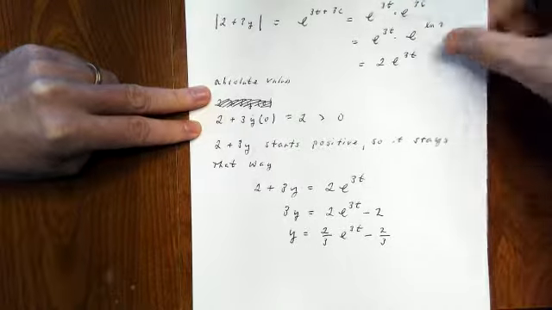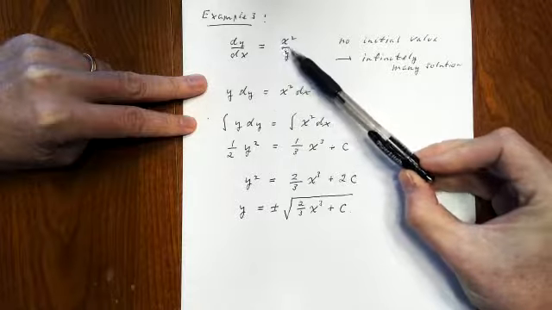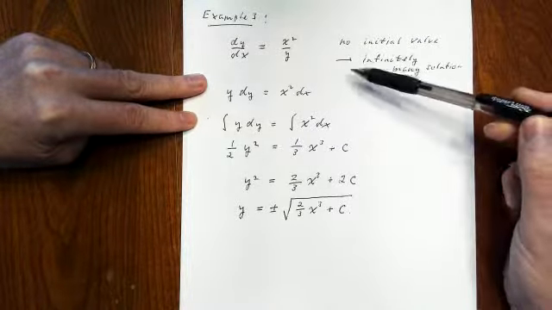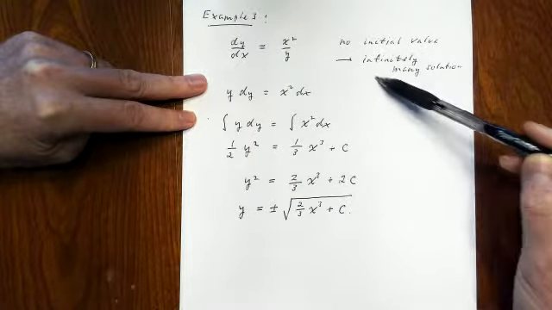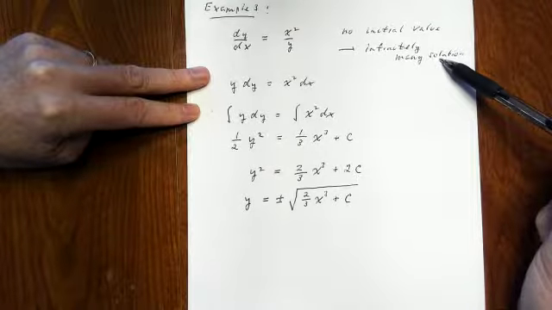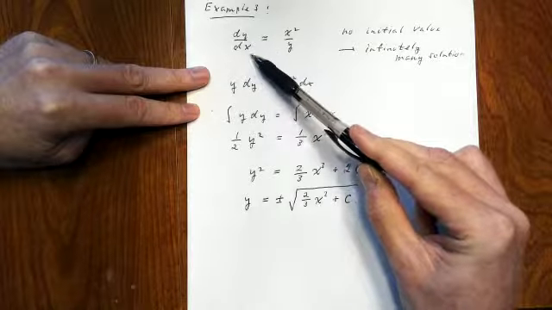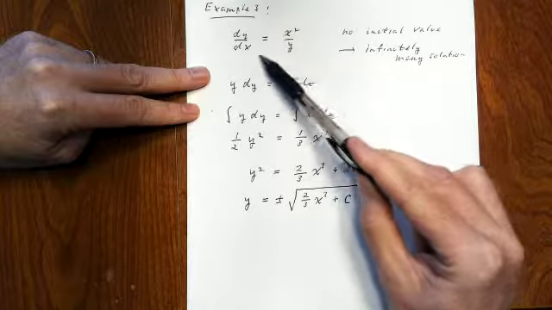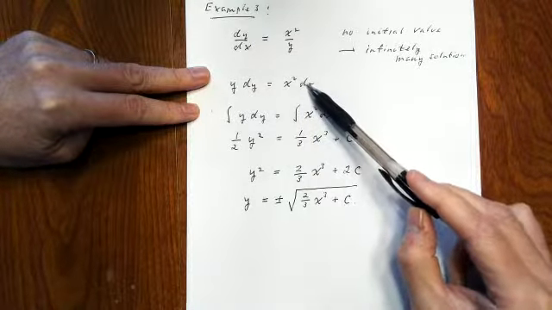Example 3. dy/dx equals x squared over y. So here I'm doing everything in terms of x and y. I'm not going to prescribe any initial value, so that means there will be infinitely many solutions to this differential equation. Let's begin by separating the variables. Put all the y stuff on one side and all the x stuff on the other side. In other words, cross multiply. So we have y times dy equals x squared dx.